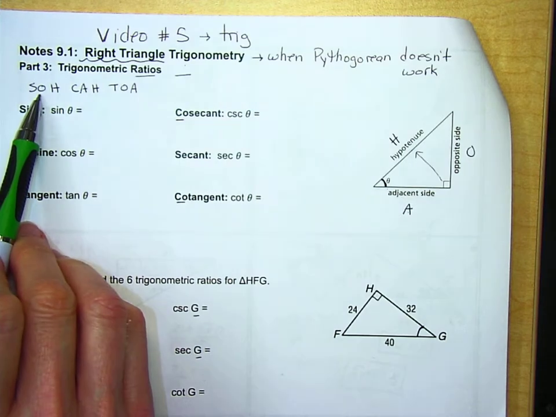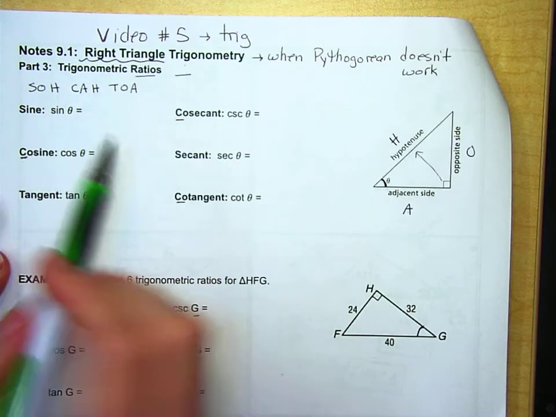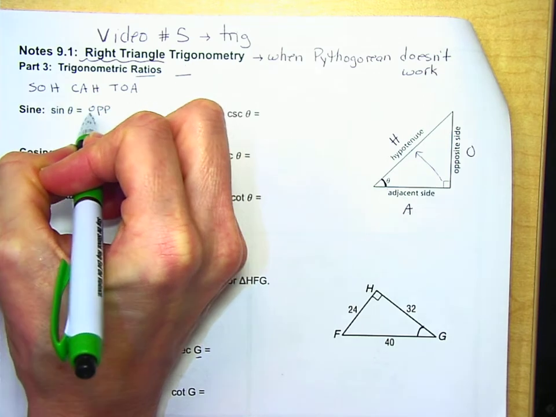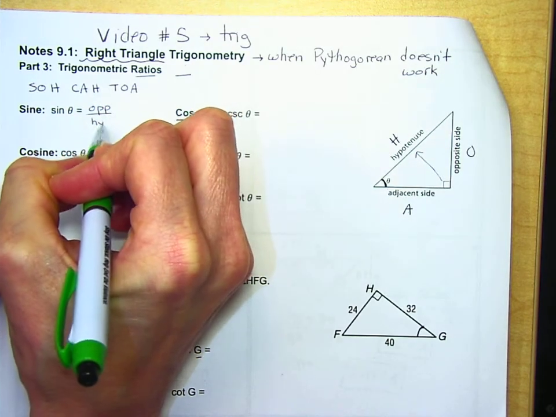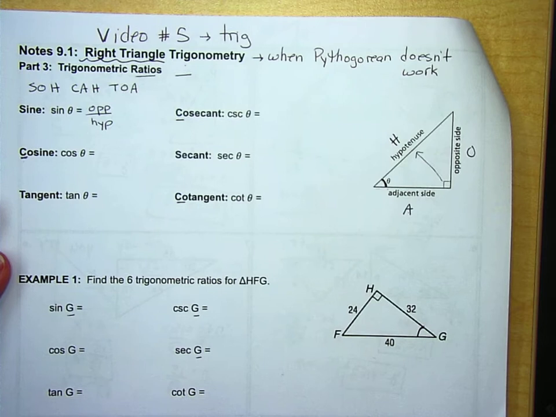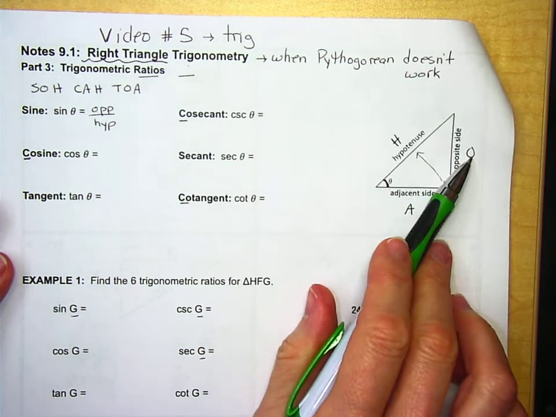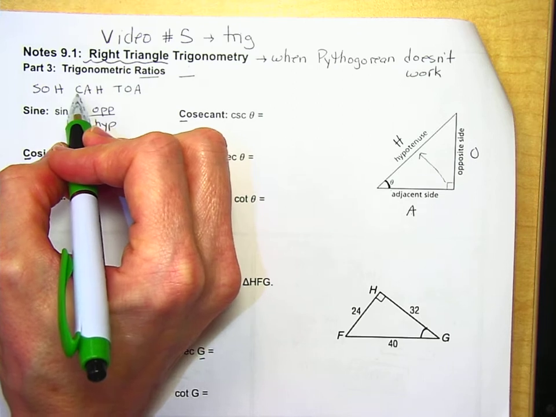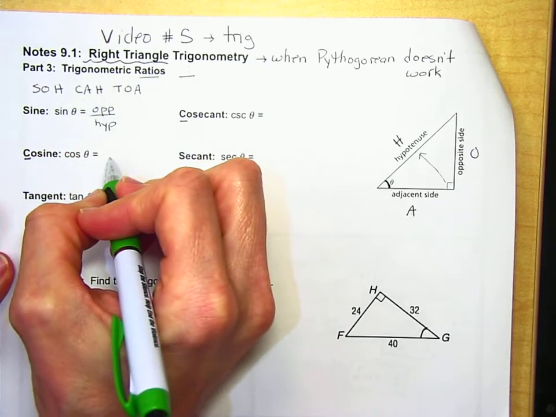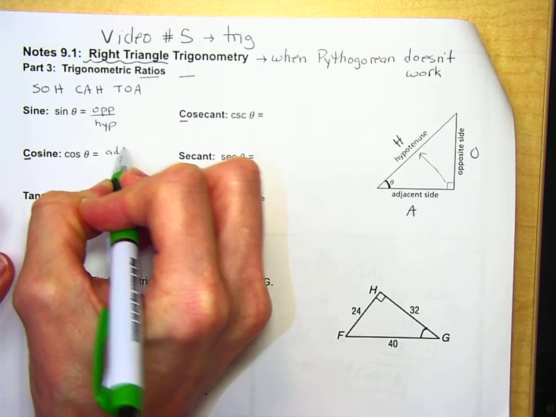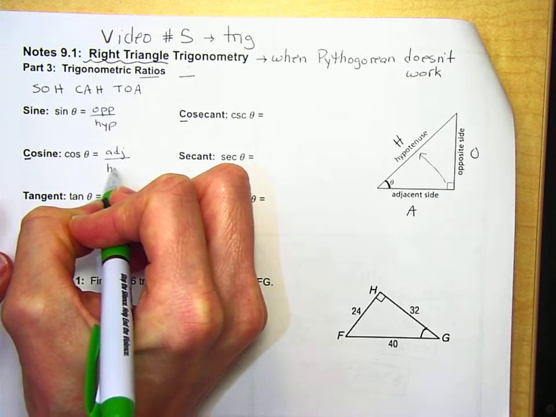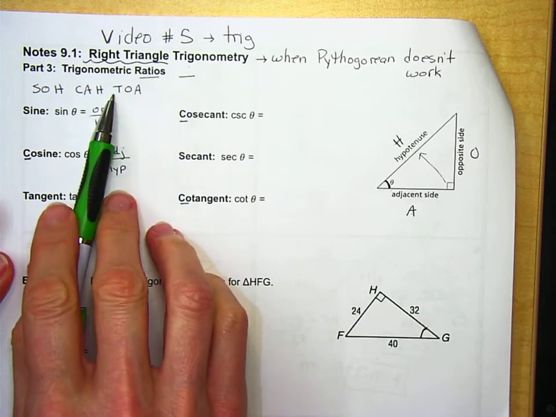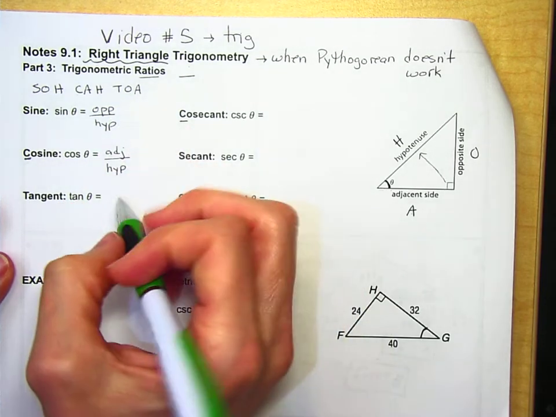Sine is the opposite side over the hypotenuse. So to find the sine of theta, we're going to take the ratio of the opposite side over the hypotenuse. So opposite over hypotenuse. Cosine is adjacent over hypotenuse. So it's going to be the length of the adjacent side over the length of the hypotenuse. And tangent is opposite over adjacent.